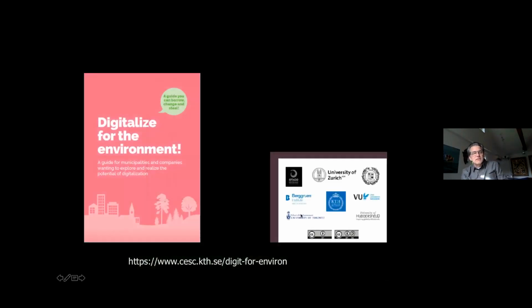Yeah, and this is just a leaflet we produced 1 or 2 years ago, together with a number of universities. It's a very simple guide for how to digitize for the environment. The idea was to make companies and municipalities talk more about how they can use digitalization for good, I guess you could call it.